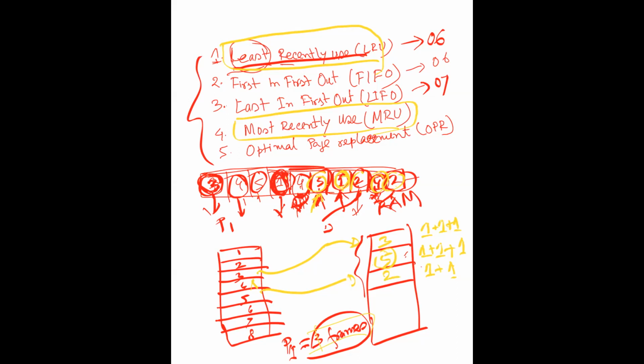So this is how it completes the sequence. So how many page faults for MRU? Total 8 page faults. Okay, total 8 number of page faults.